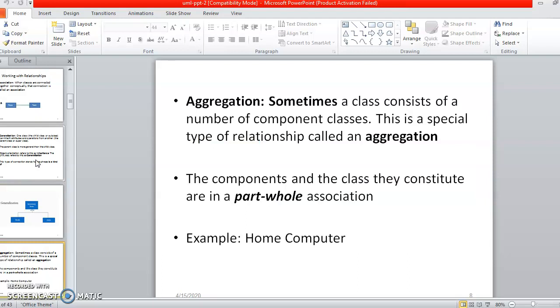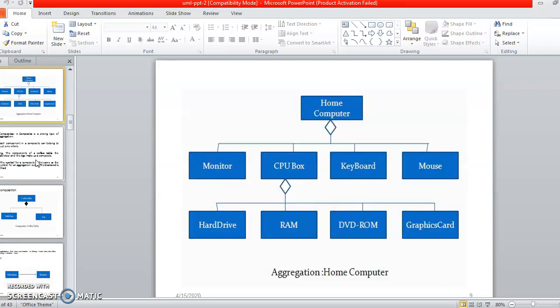Next one is aggregation. Sometimes a class consists of a number of component classes. This is a special type of relationship called aggregation. The components and the class they constitute are in a part-of-whole association. Example, a home computer. This figure shows aggregation.